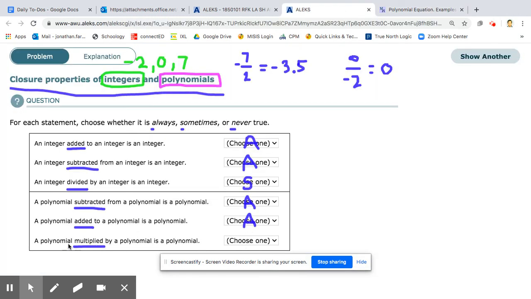So a polynomial multiplied by a polynomial is a polynomial? Yes, always. That means this is closed under multiplication.